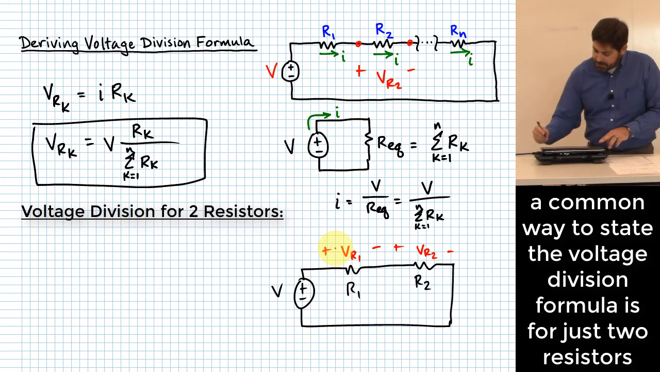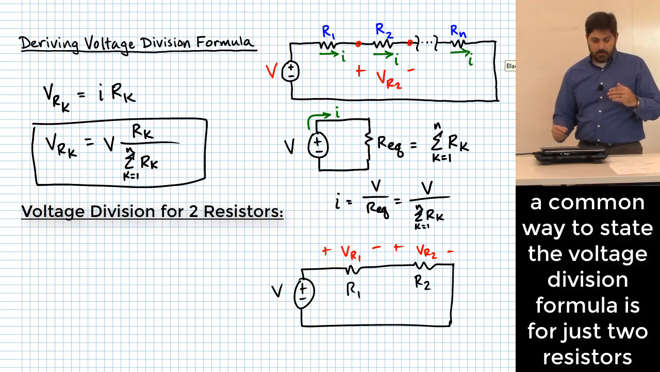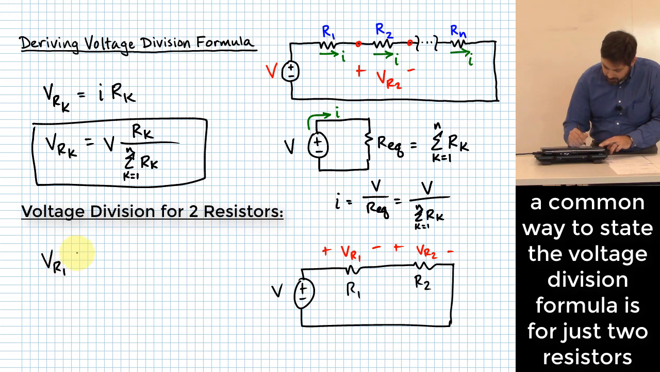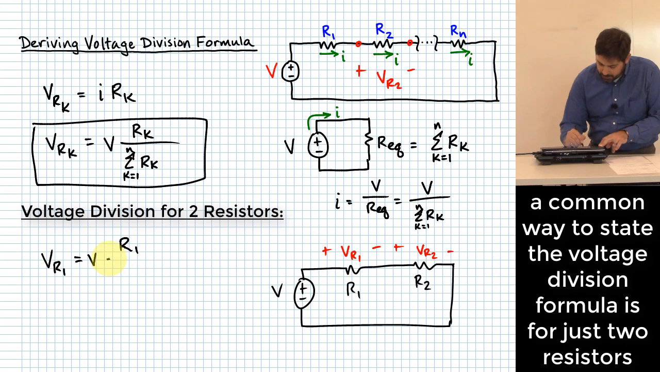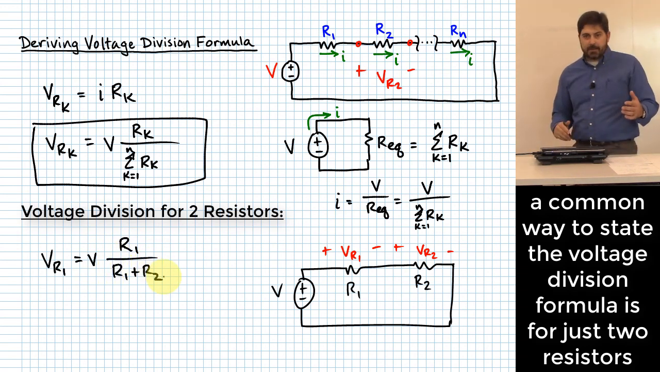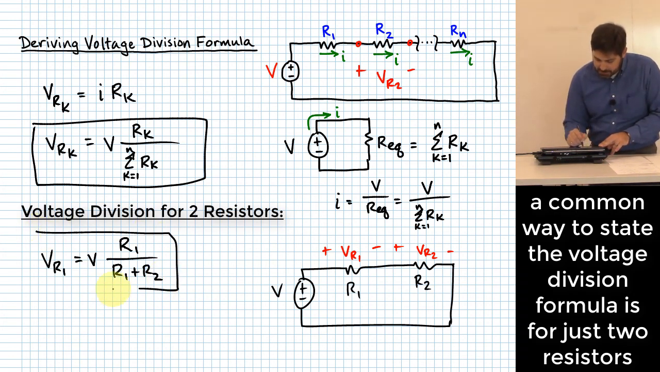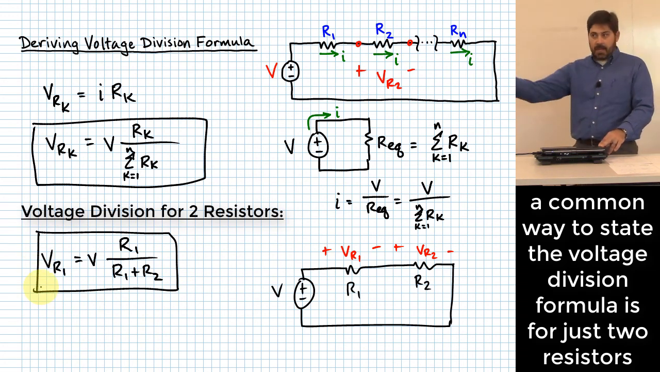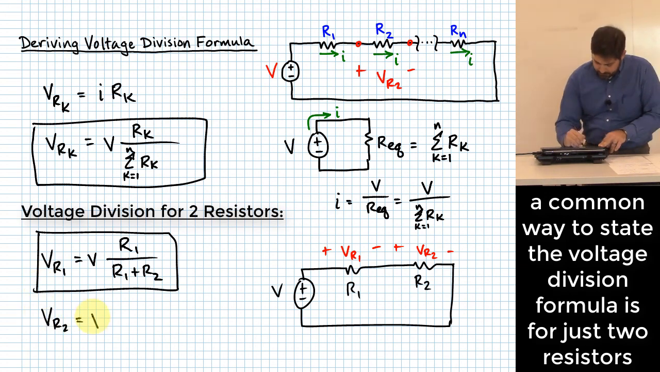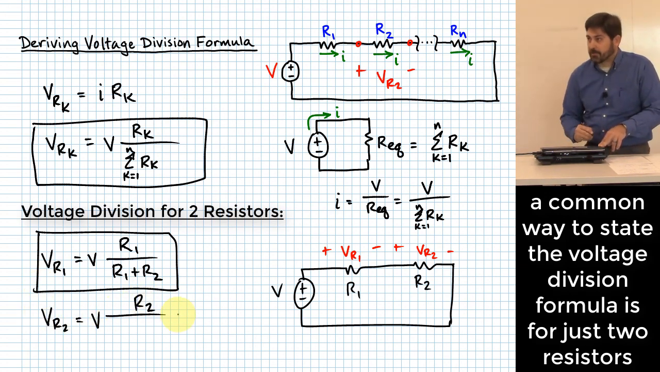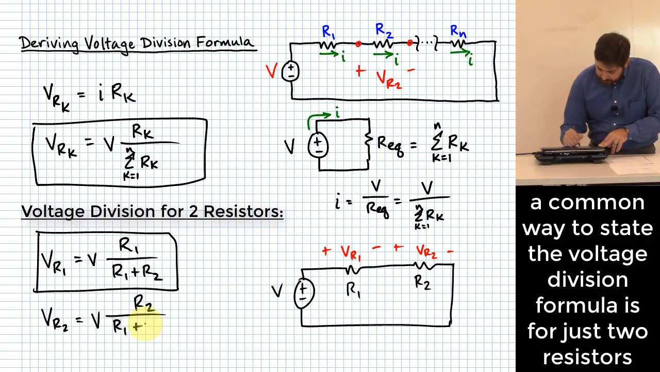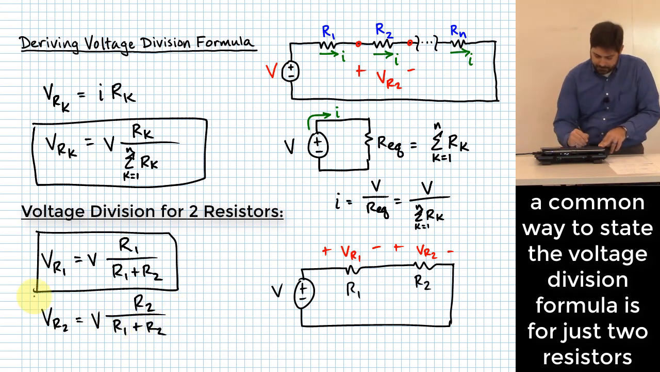This equation up here will reduce down to what? VR1 is going to be equal to just V times R1 over R1 plus R2. And for many presentations of voltage division, this is what they do. They just limit the discussion to just 2 instead of having N. What about for R2? The only thing that changes is the numerator of that fraction. R1 plus R2 would be down here.